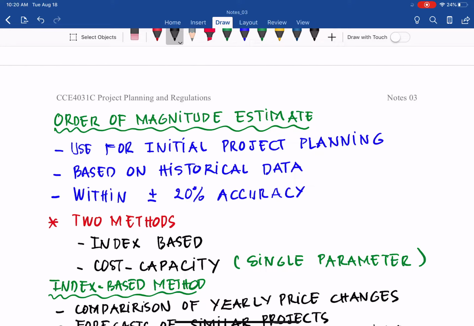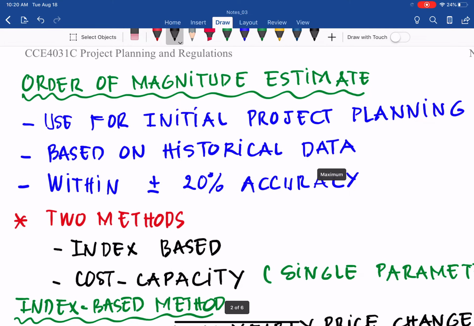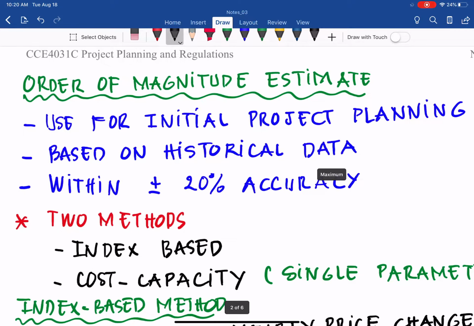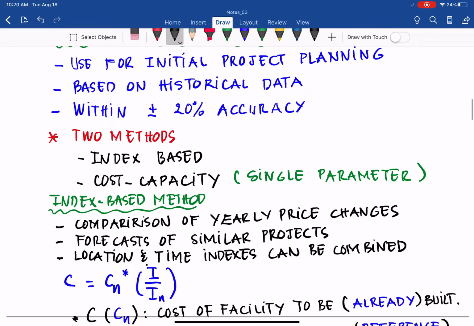And as we don't have enough detailed information about the project, we base on the historical data, normally with a reference project, a project already built in that same location, or somewhere at a different time, at different locations. As this is an order of magnitude, when the project definition is not clear, the accuracy level is not expected to be high. As you can see here, within 20% accuracy is already good for this type of estimate. And there are two methods I mentioned in the first video, the index-based and cost capacity.